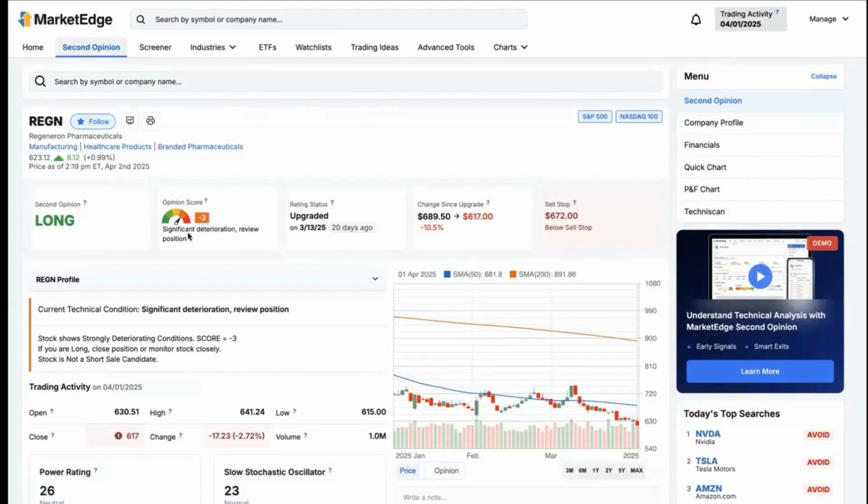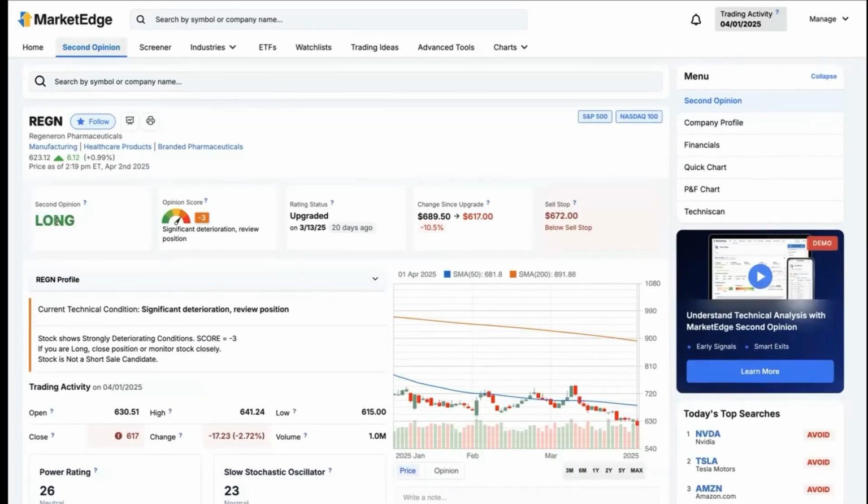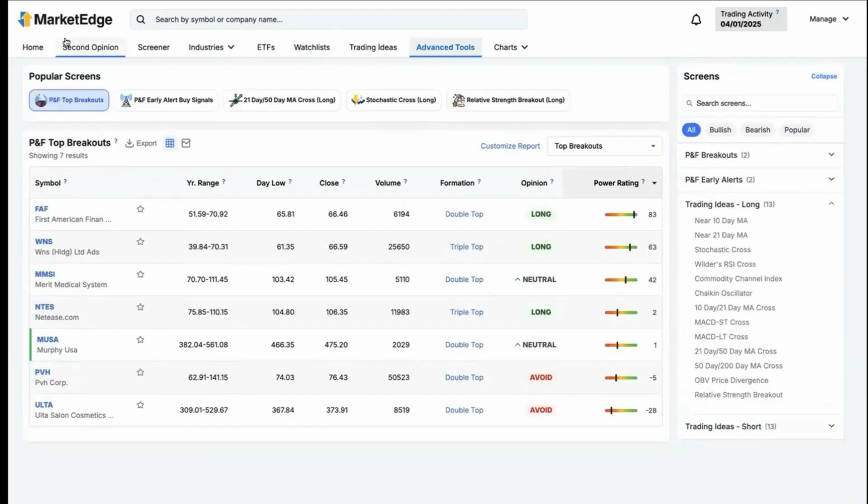Review your position. What it does is it adds a little bit more context to our score so that a MarketEdge subscriber can go to a stock, see that it's long. Okay, well, that's good. But the score is -3. It's deteriorating significantly. You might want to review your position. It's, again, adding a little bit more context to our indicators because they exist in sort of collaboration with one another. And I think that's about it.